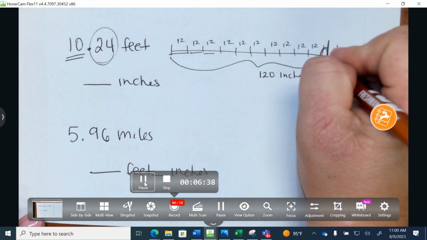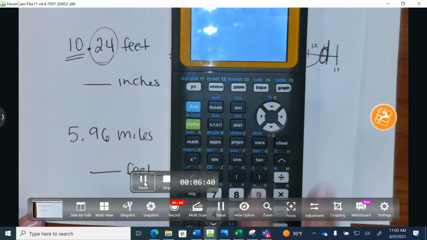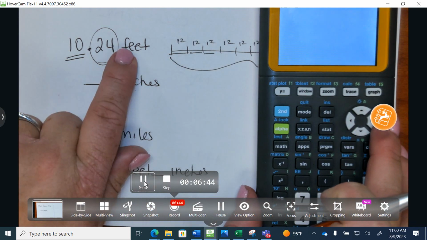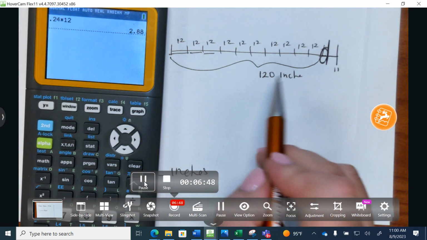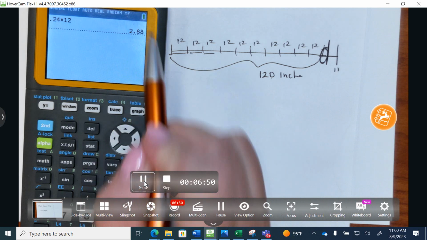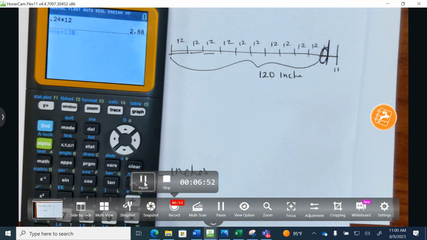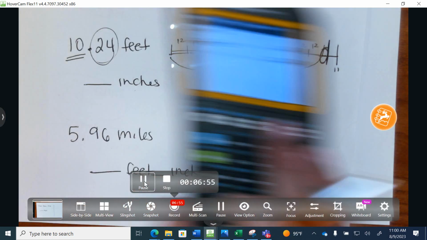Now, how do we get this remainder? We take what we have, which is 0.24, and then we ask ourselves, how many inches are in 1 foot? The answer is 12. So I'm going to take 120, and I'm going to add on 2.88, and we come up with 122.88.